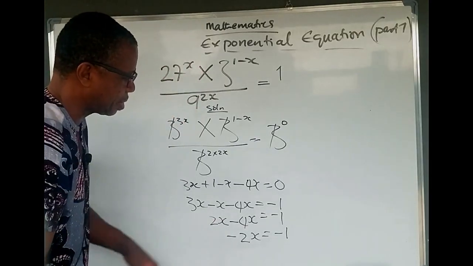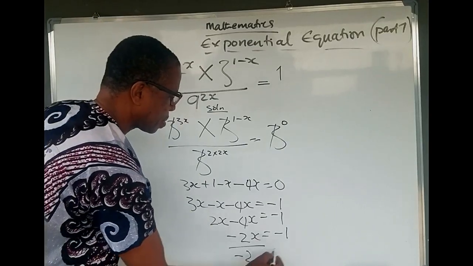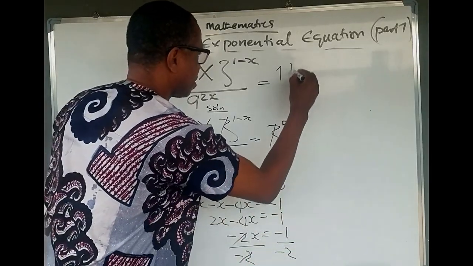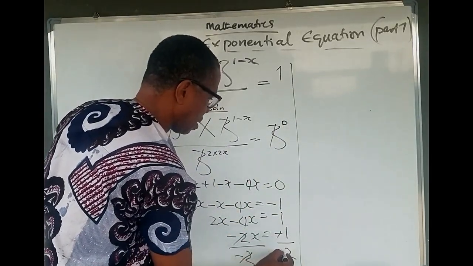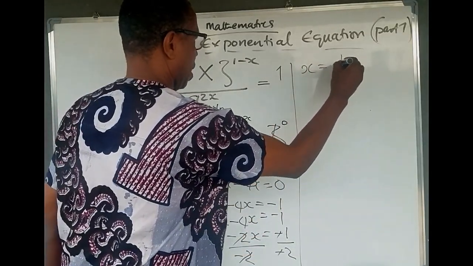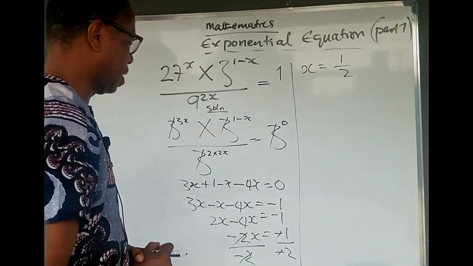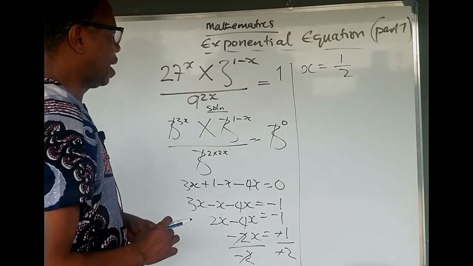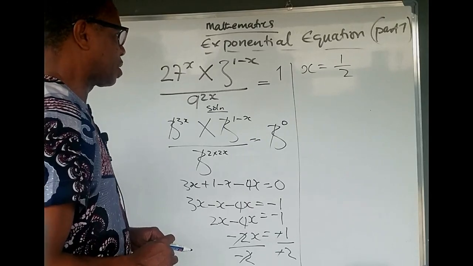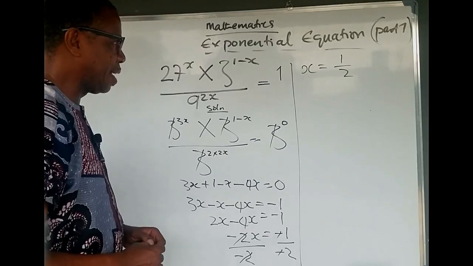So to bring out x, divide both sides by the coefficient of x, which is minus 2. So you find out that the minus will cancel out the minus. That will give us x is equal to 1 over 2. x equal to 1 over 2. That is one of the SSCE questions. I want you to hit that substitution button, and you have more of this even in our next series.